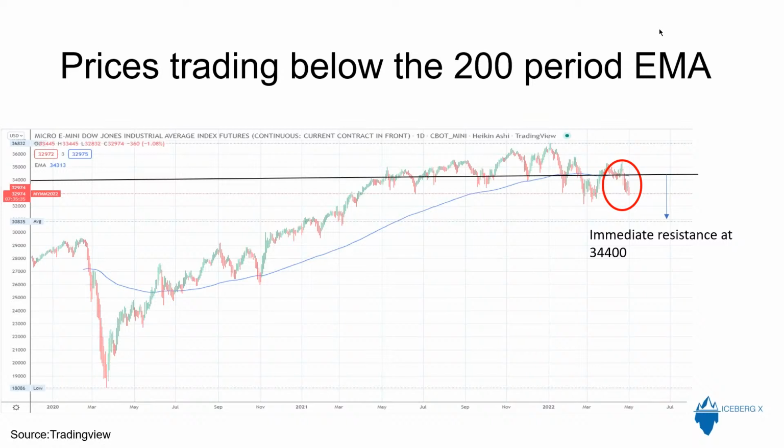Now, as prices continue to trade below the 200 period EMA, it does tell you that generally the trend on the market is still quite bearish. And if you just take a resistance based on the 200 period EMA, the resistance is still pretty much quite strong at about 34,000. And obviously, any breach above that may indicate that the market may try for another price rally. But if it continues to stay below 34,000, that shows you that there's a lot of weakness in the market.